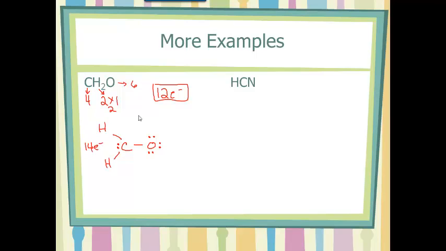So I can't leave this that way. What I'm going to have to do is to make a double bond. Now you can't make double bonds on the hydrogen, so my double bond's going to have to go right here between the carbon and the oxygen. What I'm going to do is show you this process. I'm just going to change the color of the pen so you can see the new drawing.